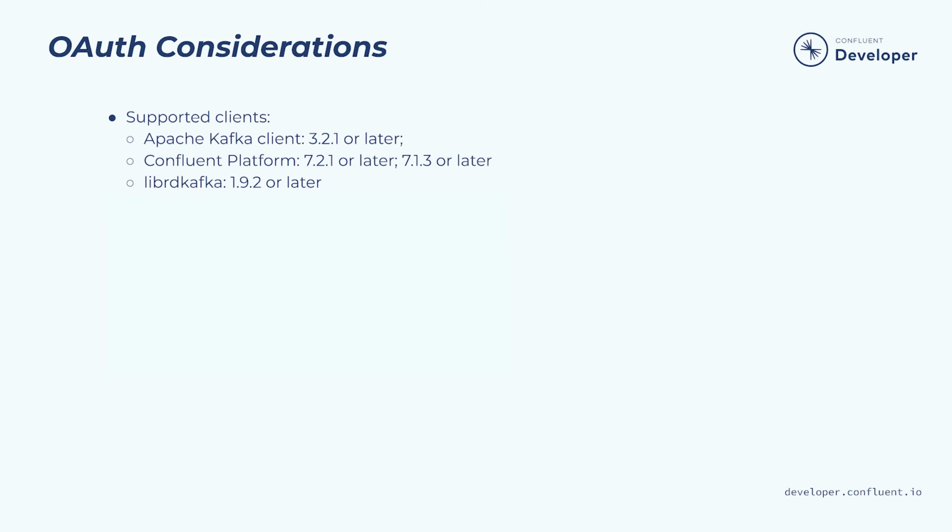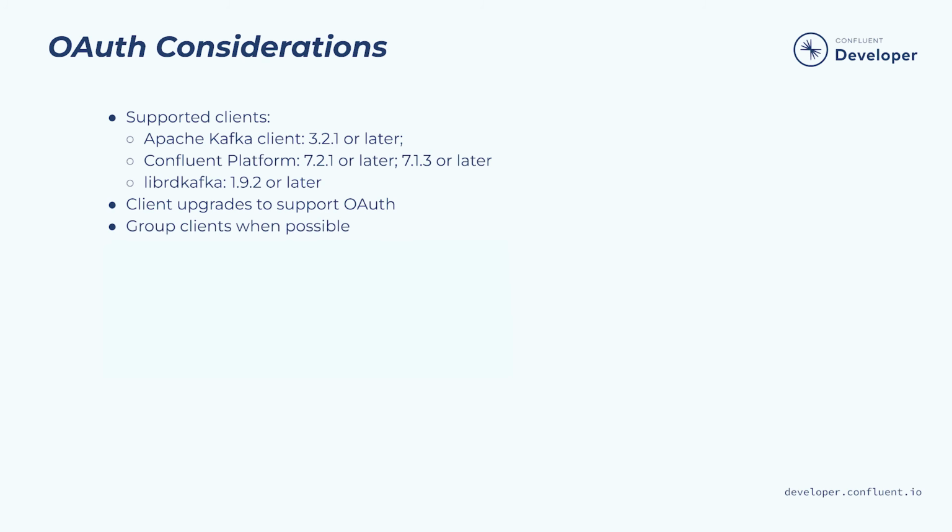There are a few things you should keep in mind if you plan on using OAuth. First, you can use OAuth with Apache Kafka 3.2.1, Confluent Platform 7.2.1 and 7.1.3, and later, and librdkafka 1.9.2 or later. Second, you will need to upgrade any older or legacy clients that don't support OAuth. While most applications or services have support built in, you may have some legacy systems that will need to be upgraded or which may require you to use API keys.